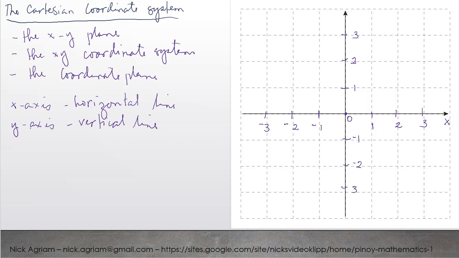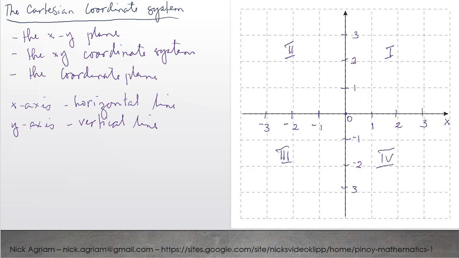As you can see, the Cartesian coordinate system is divided into 4 quadrants. The first one, we call the first quadrant, and then we go counterclockwise. We are not following the clock. We are against the clock. And then this is the second quadrant. This is the third quadrant. And this is the fourth quadrant.